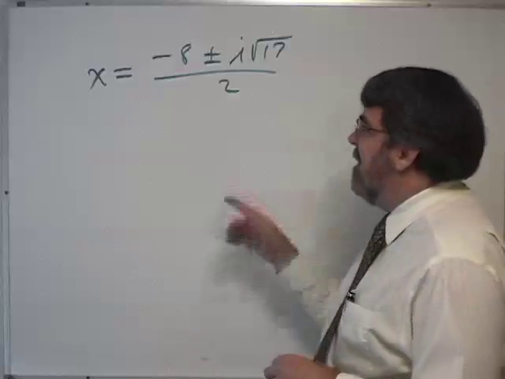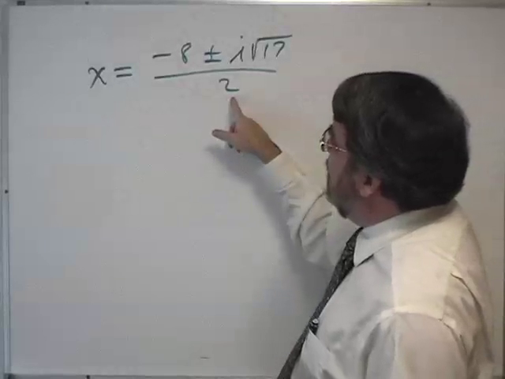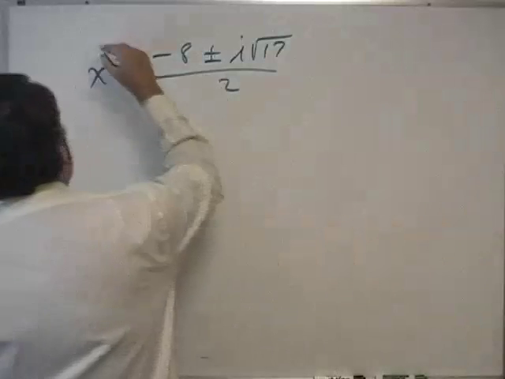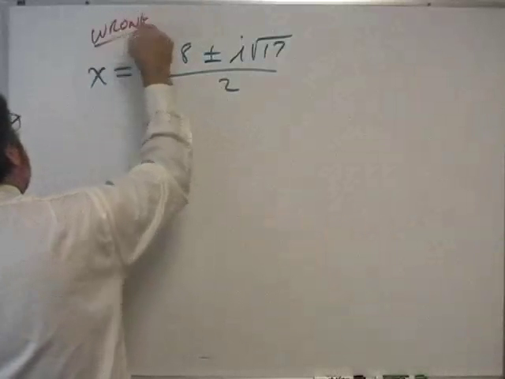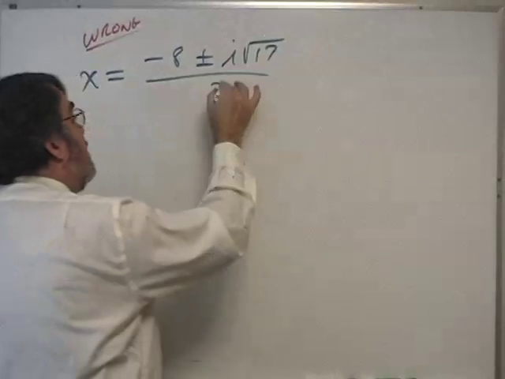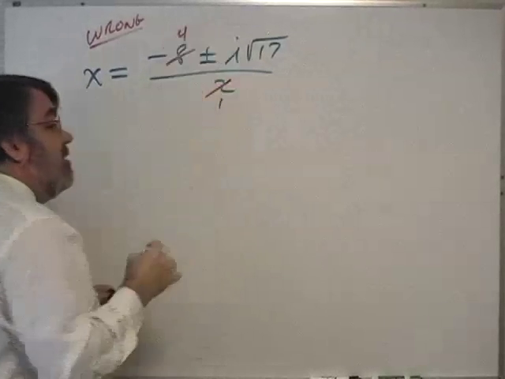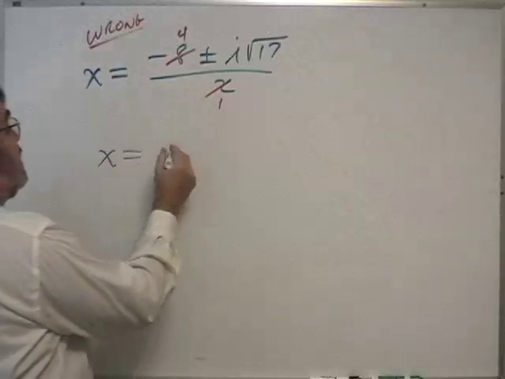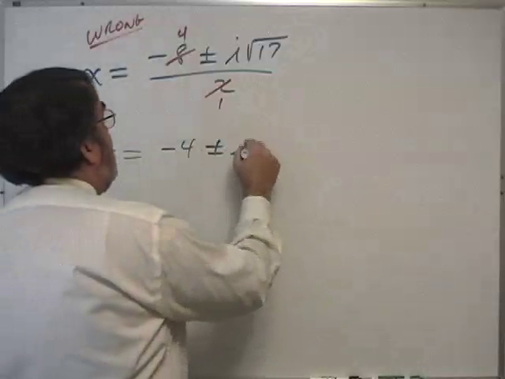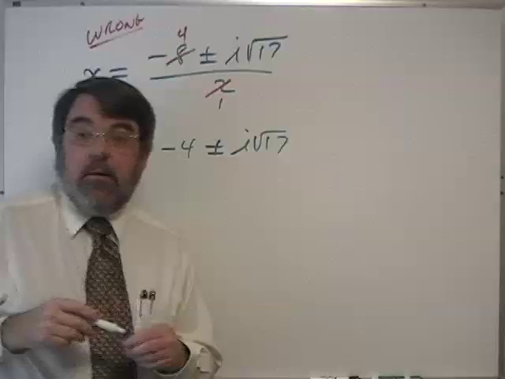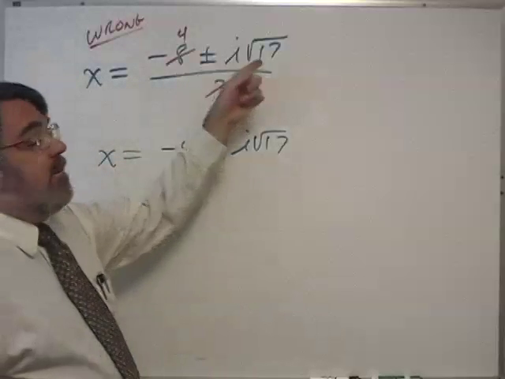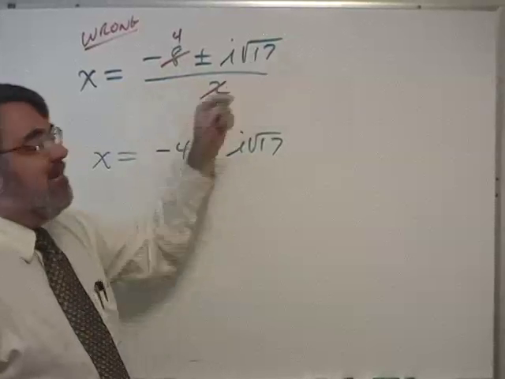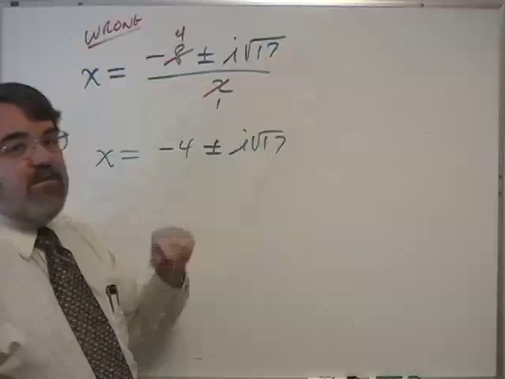By this I mean 2 is dividing into both this term and that term. And so it would be wrong to do this. It would be wrong to say that I'm going to cancel the 2 with the 8 and then write my answer as x equals minus 4 plus or minus i times the square root of 17. And why is that? Well, again, 2 is dividing both parts, and you can't just simplify with one part without recognizing that you also would have to simplify with the other part.